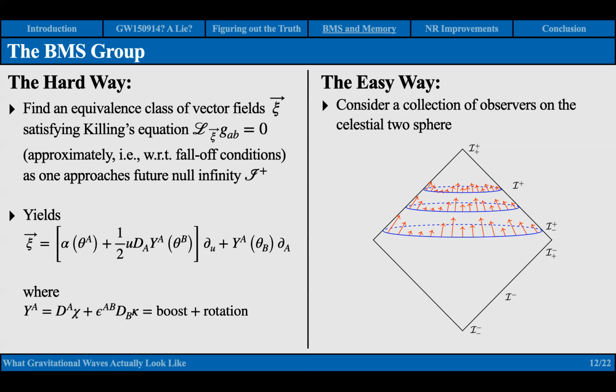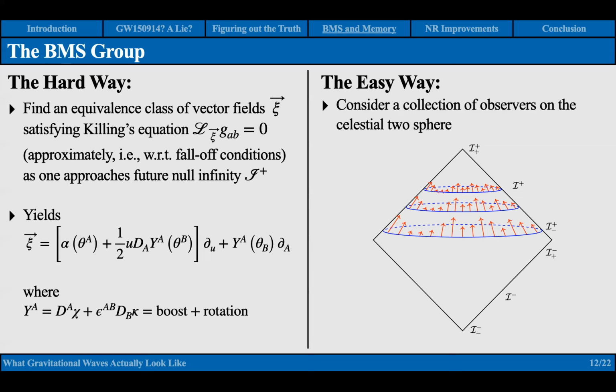And so these super translations are just direction-dependent time translations, which is a little weird, but that's just what they are. It's essentially when you have these observers at infinite points on the 2-sphere, you can just change their clocks freely, and it's not going to change anything about what they're seeing. Okay, so that's where these super translations arise.